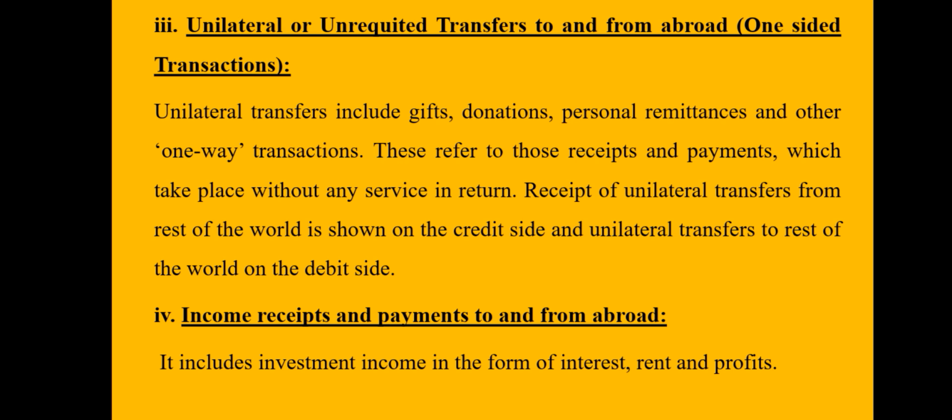Unilateral or unrequited transfers to and from abroad, one-sided transactions. Unilateral transactions include gifts, donations, personal remittances, and other one-way transactions. These refer to those receipts and payments which take place without any service in return. Receipts of unilateral transfers from the rest of the world is shown on the credit side and unilateral transfers to the rest of the world on the debit side.